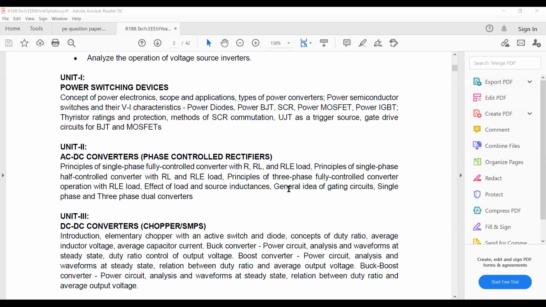So today's class, we'll take up the gating circuit. This is the new topic in the syllabus, okay? And dual converters we have taken, three-phase dual converter circuit I will send through the mail, that's okay, right?